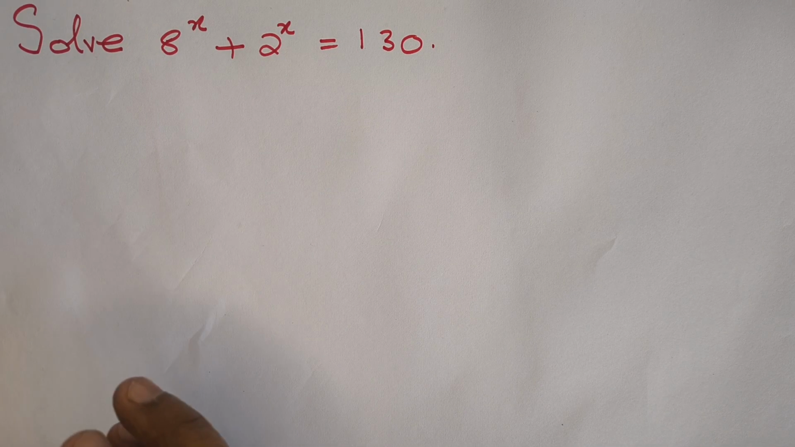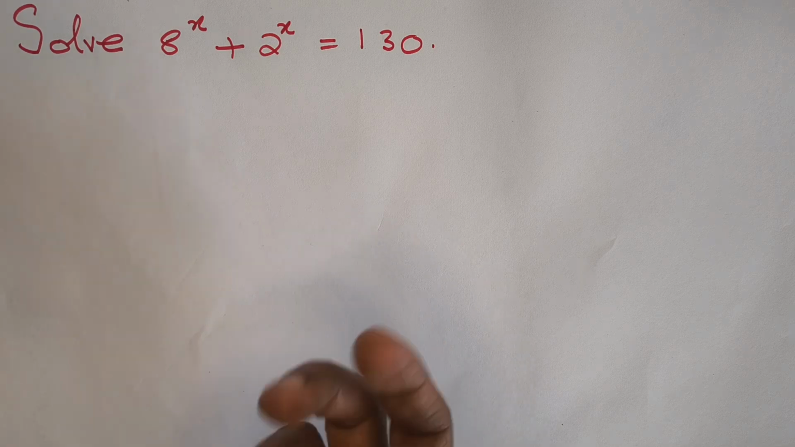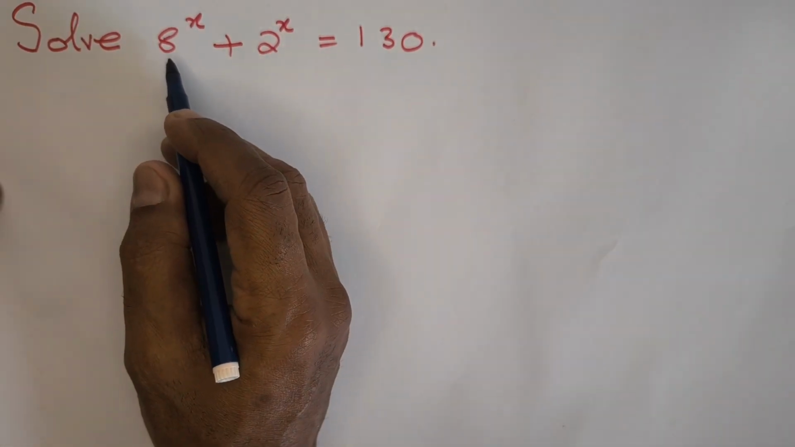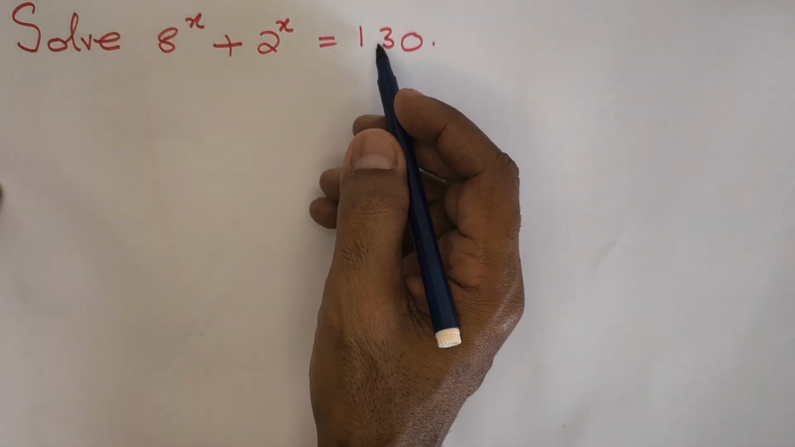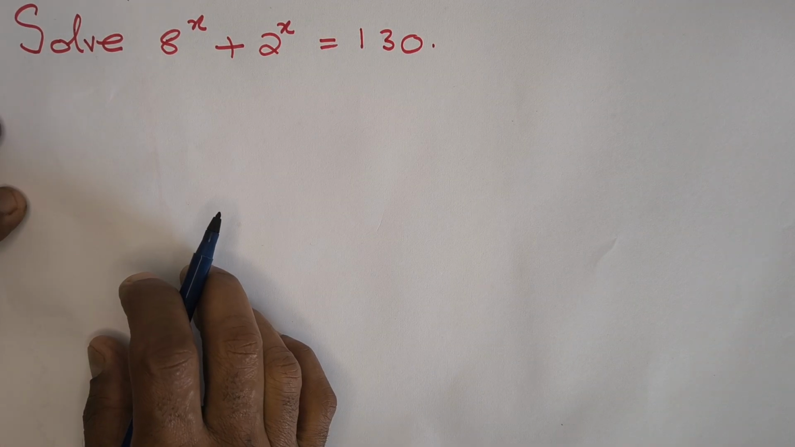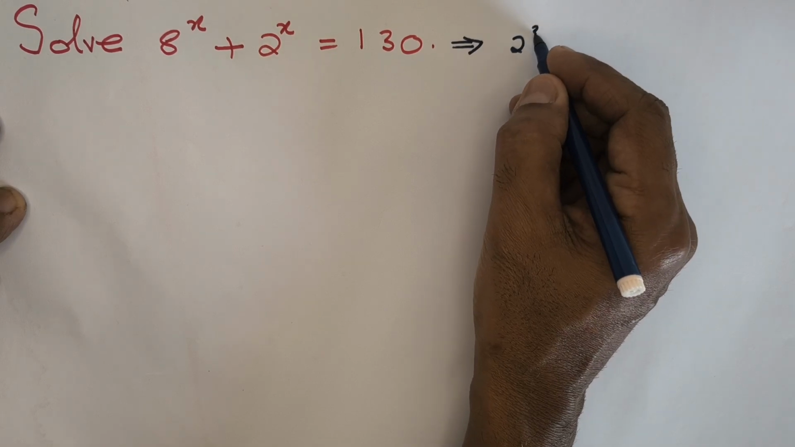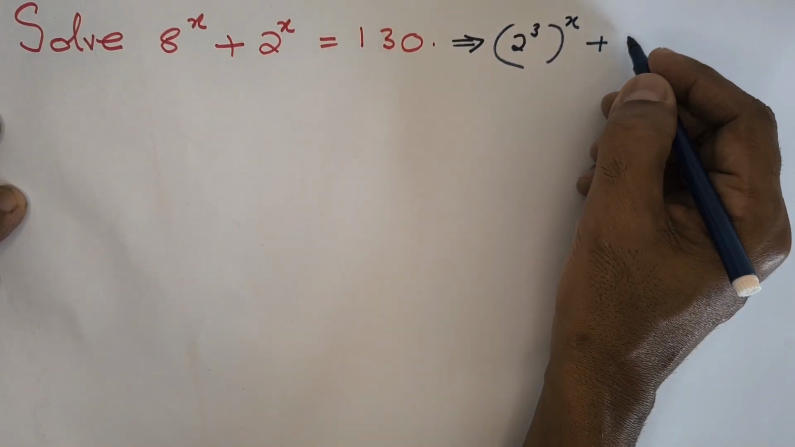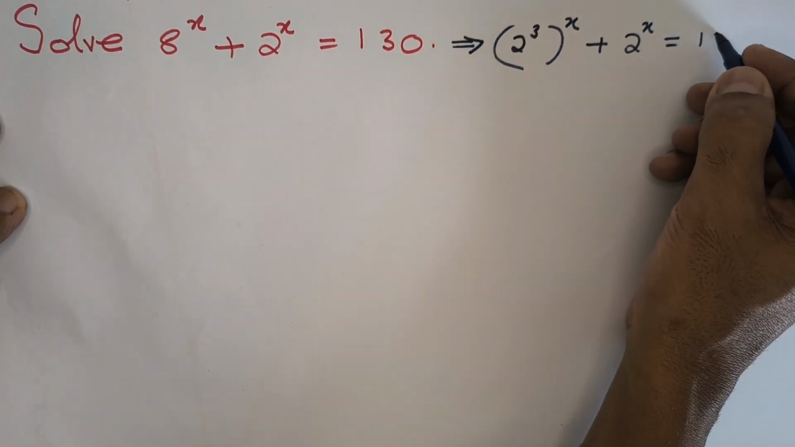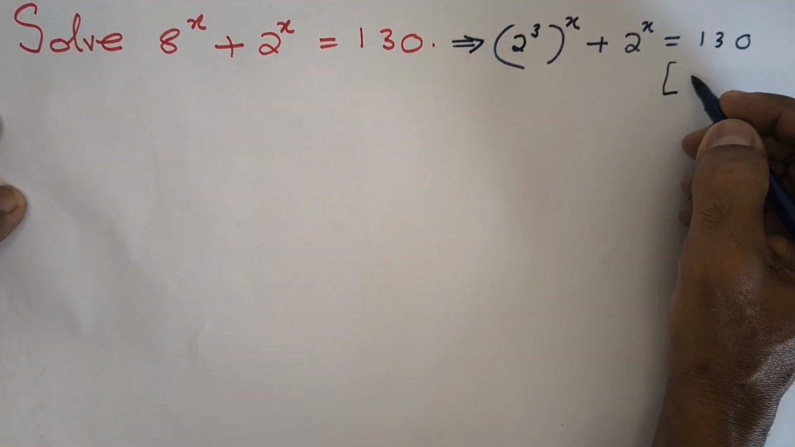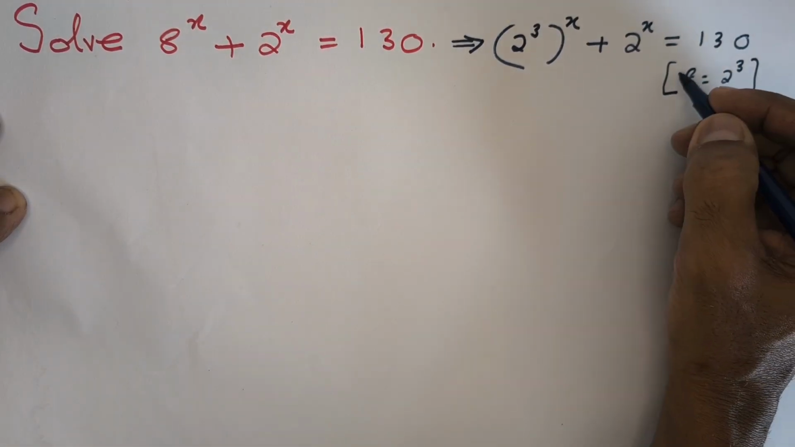Today we are going to solve an interesting exponential equation that's been set in Math Olympiad. The equation is 8 power x plus 2 power x equal to 130. This equation can be written as 2 power 3 the whole power x plus 2 power x equal to 130. See, this is because, as you know, 8 is equal to 2 power 3.